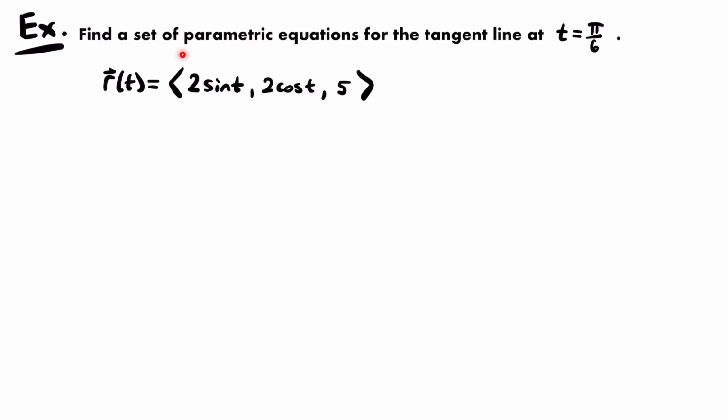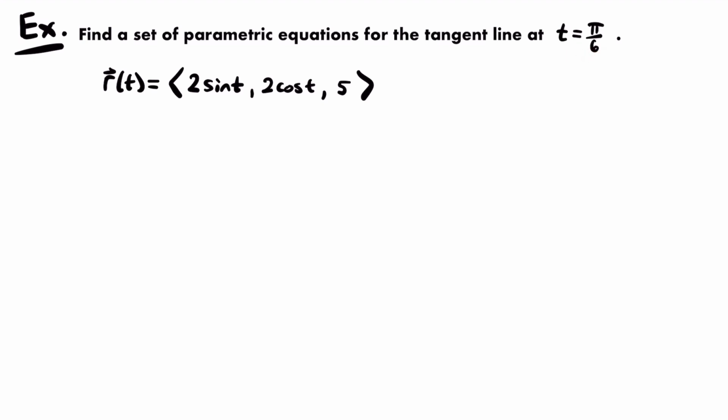Next up, we want to find a set of parametric equations for the tangent line at t equals pi divided by 6 for this vector function. We have r of t is equal to a vector function with components of 2 times sine t, 2 times cosine t, and 5. And so the first thing we want to do here to find a set of parametric equations for a tangent line is find both the point of tangency and the tangent vector for t equals pi divided by 6.